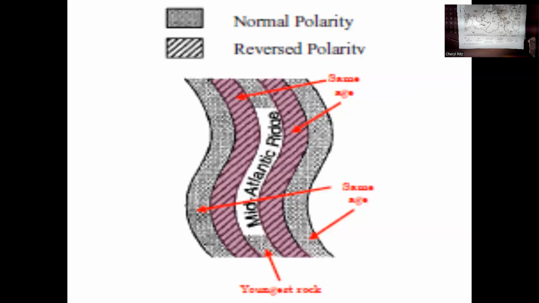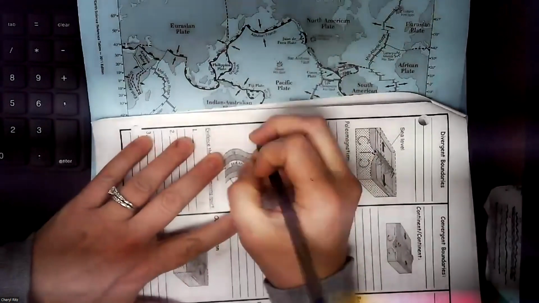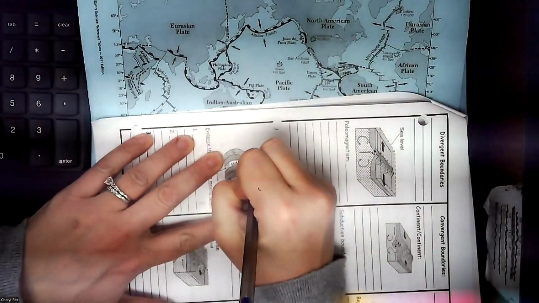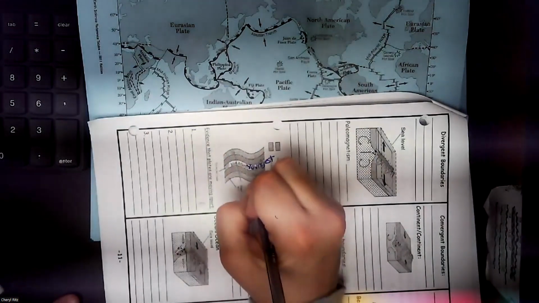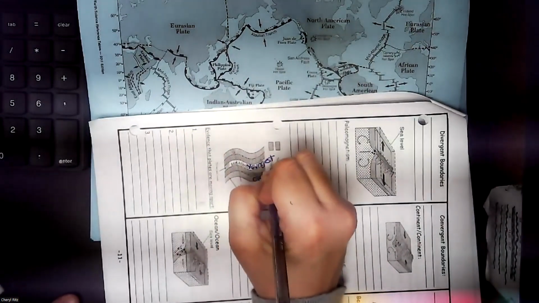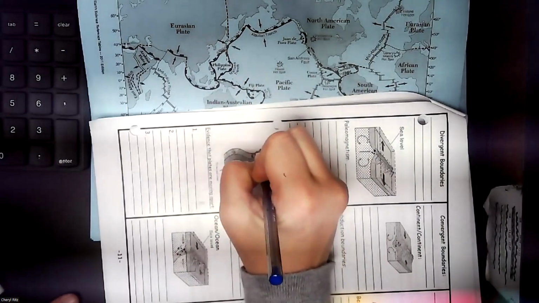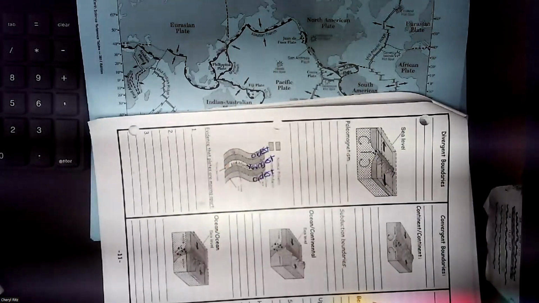Do you have the ability of labeling these? It's on there, but you can barely see it. Okay, so yes, you can add some labels to this. I'm going to do it myself so you can see how I think you should do it. You could do it one of two ways. You could either write right on it, youngest right here in the middle, oldest on each outside. You could do it like that, or of course you could just put arrows.